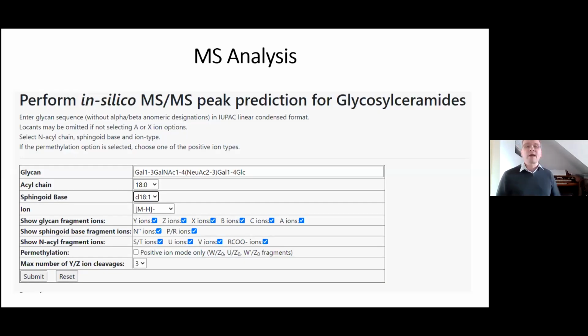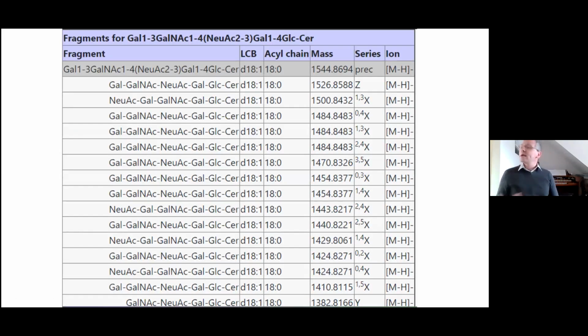There's a variety of mass spec analysis tools, such as this one, which will predict the fragmentation pattern for glycosylceramides. So you input the ceramide head group there. So galactose, 1,3-galactose, N-acetyl galactose, neuraminic acid, galactose, glucose, acyl chain of 18 carbons, sphingosine base, 18 carbons, 1 double bond, 2 oxygens. Select the ion, select all your other parameters. And then this outputs a whole list of the fragments and the masses you would expect for those fragments.